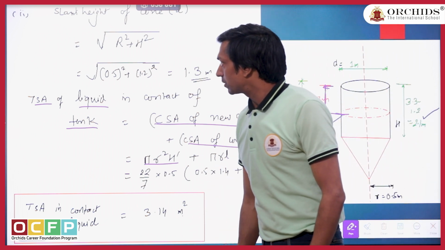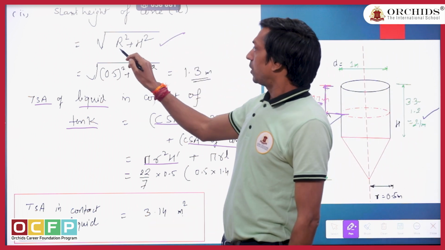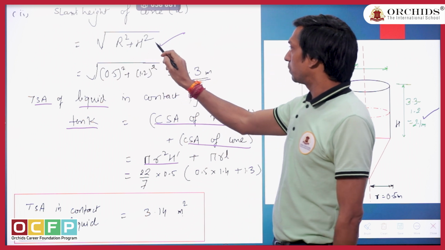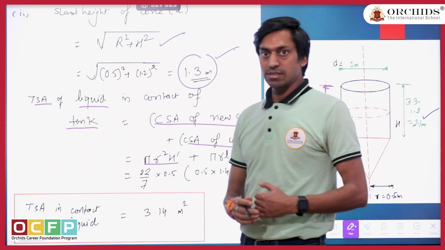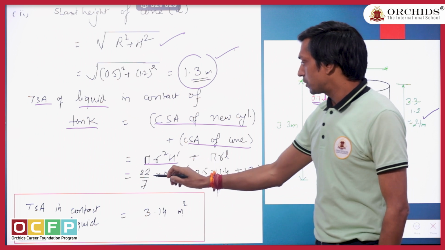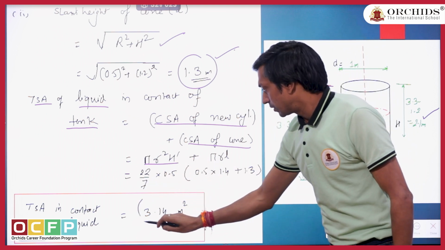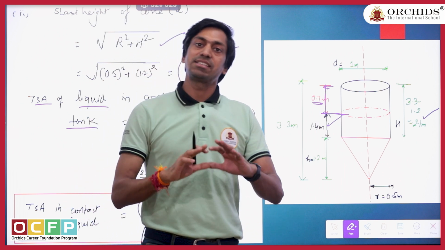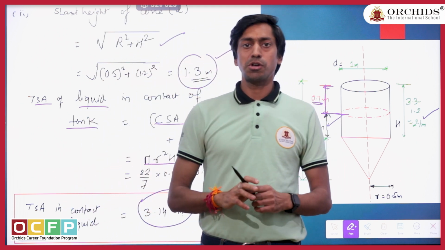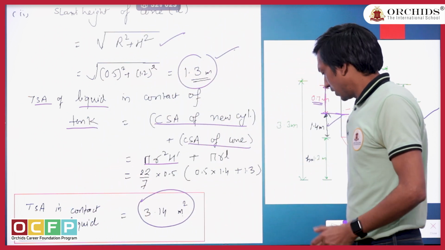If you use the Pythagoras theorem to find the slant height of this cone, that is the square root of r square plus h square, which is equal to 1.3 meter. After solving we get the slant height. We'll substitute the values in this formula, and after solving we get 3.14 meter square, that is the total surface area of the vessel in contact with the liquid. So this is how you have to solve this problem in two parts.